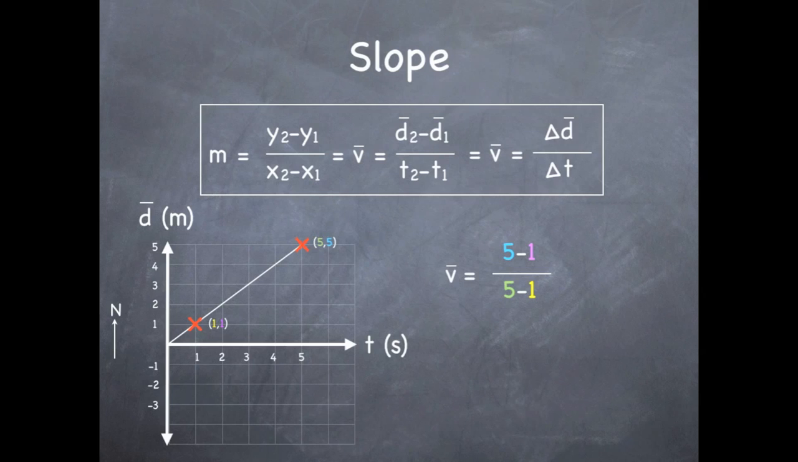Similarly, the second point is at 5 seconds, whilst the first point is at 1 second. So we subtract 1 from 5. This gives us a final answer of 1 meter per second north. Remember to put north in square brackets, as velocity is a vector quantity with direction.